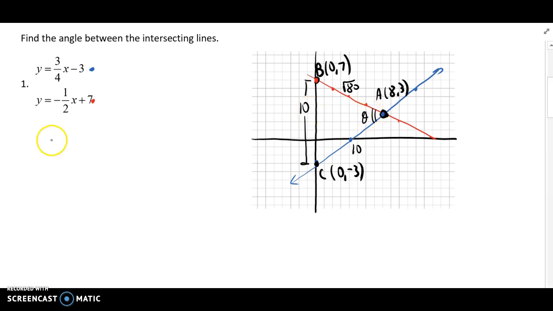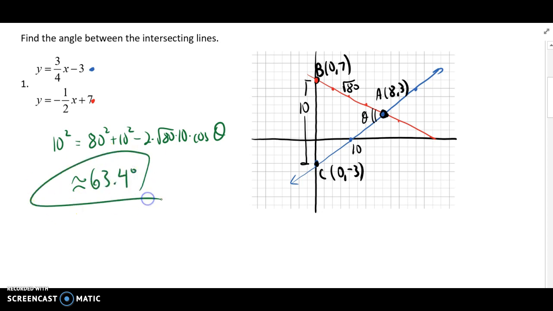So to find this angle, using the law of cosines, we'll say 10 squared equals the square root of 80 squared plus the square root of 80 squared minus 2 times the square root of 80 times the square root of 80 times the cosine of that angle theta. Now do the algebra, combine like terms and so forth, and we'll get that this angle is about 63.4 degrees. That is this angle, and that is a correct answer.